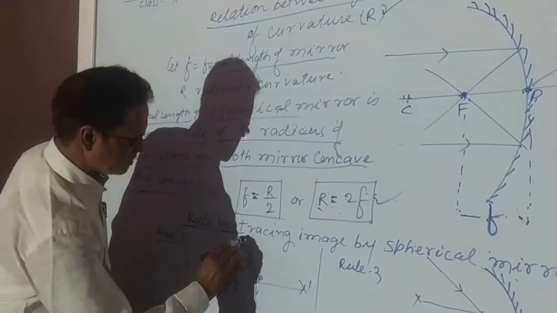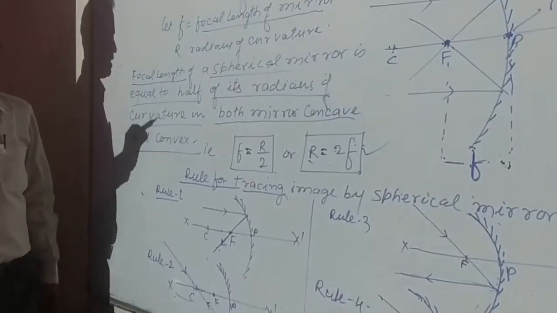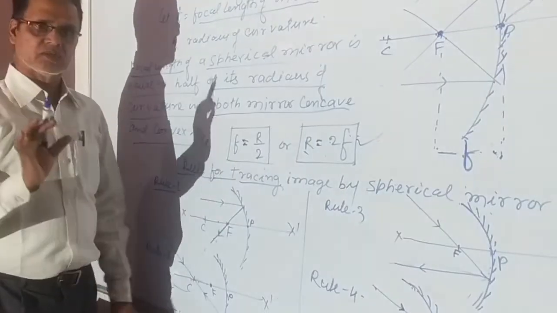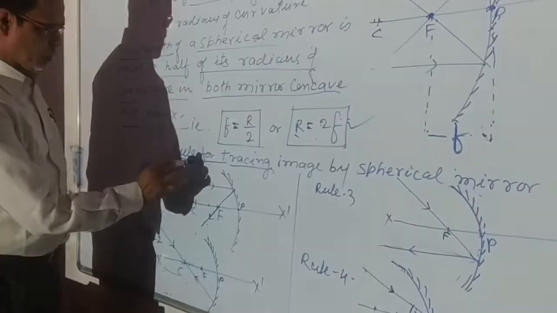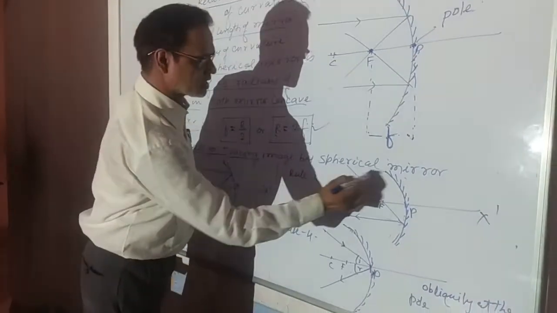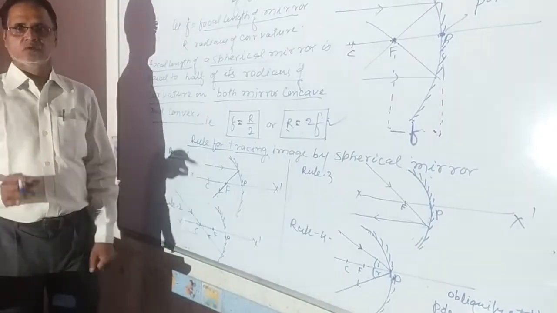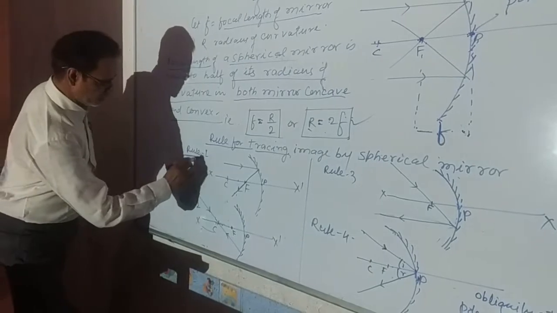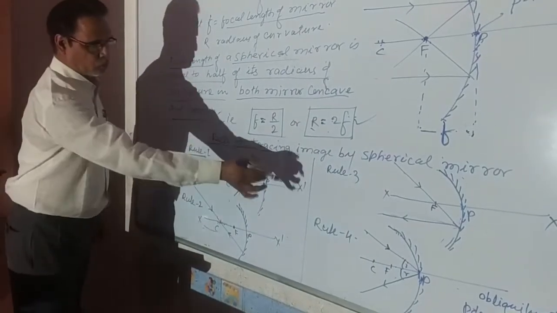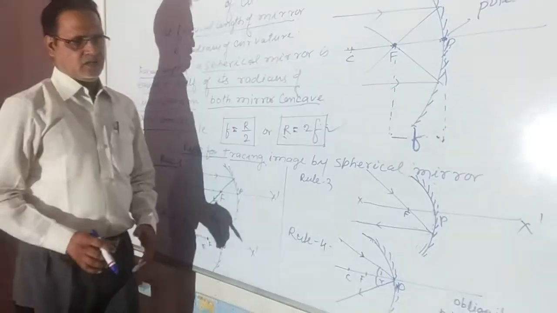Now after that, we know about the image formation. In image formation, there are some rules. कुछ वैसे रूल्स हैं, उसको जानना जरूरी है. तो रूल्स फॉर ट्रेसिंग इमेज बाय अ स्फेरिकल मिरर. स्फेरिकल मिरर द्वारा इमेज फॉर्मेशन का कुछ रूल है, उसे आप जानेंगे. तो रूल फर्स्ट क्या है? देखिए, there are 4 rules to follow.